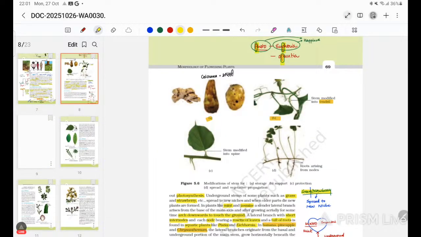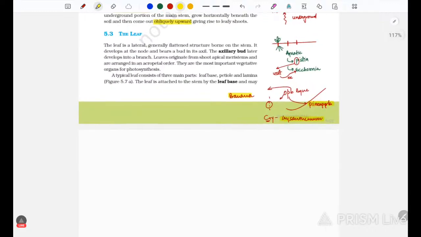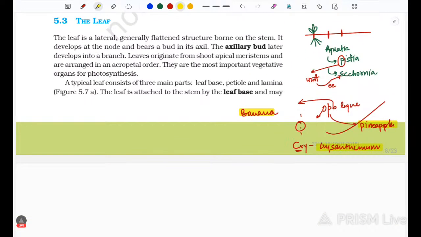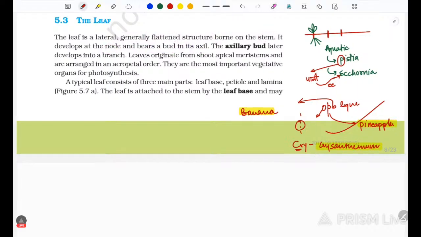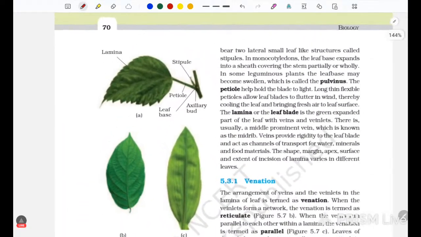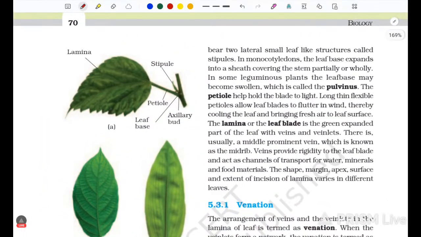So coming on to the next part, the leaf. Just remember about the leaf: it is a flattened structure born on the stem. This everybody knows. It develops at the nodes and bears a bud in its axil. You should know that it bears a bud at the node in its axil. So can you see this? This is actually a leaf.